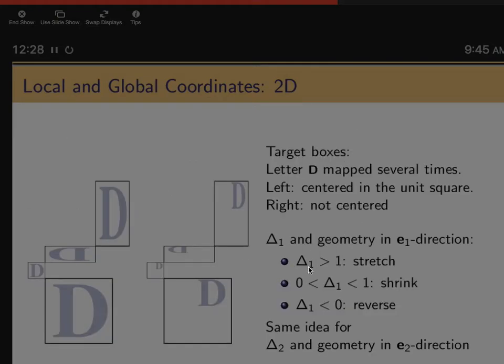If delta 1 is greater than 1, I'm stretching. If delta 1 is between 0 and 1, I'm shrinking that dimension. And if it's less than 0, in fact, I could say if it's less than 0 and greater than -1, it's shrinking but reversed. And if it's less than -1, then it's scaling and is reversed. And the same idea happens, right? So I can flip it over by having negative in one dimension, scale it up, scale it down. All of these are transformations you can do.